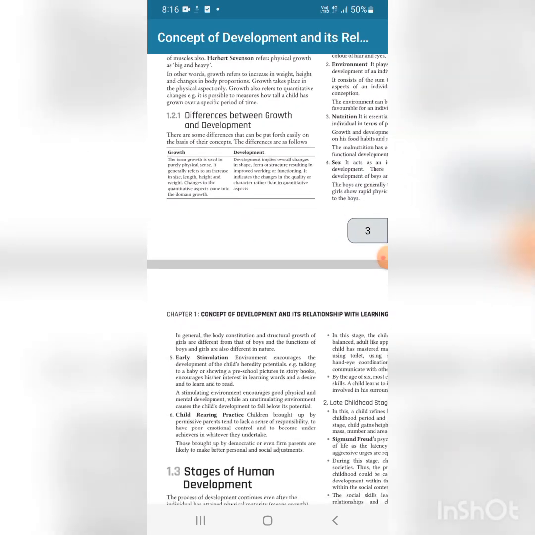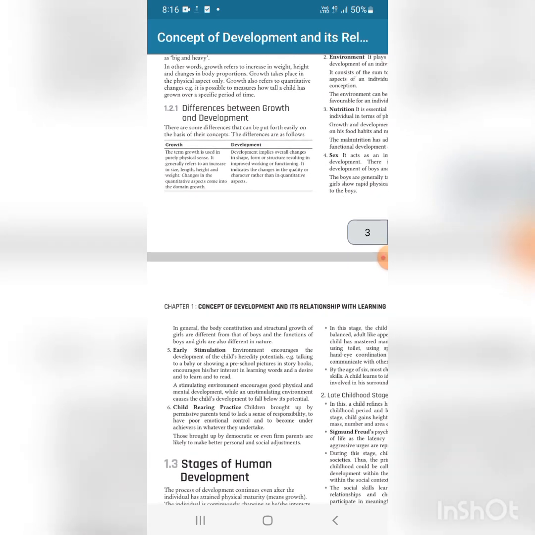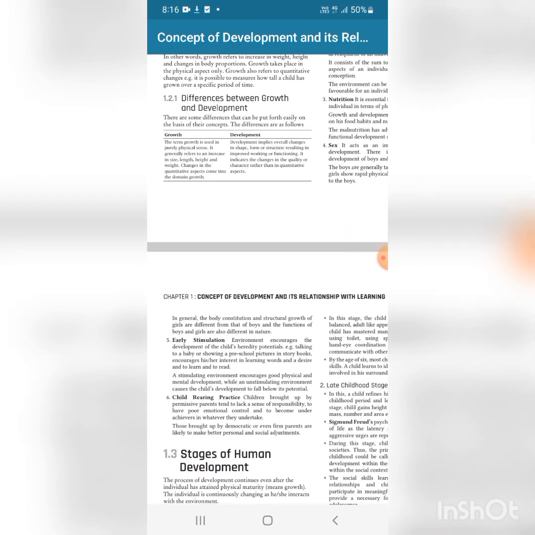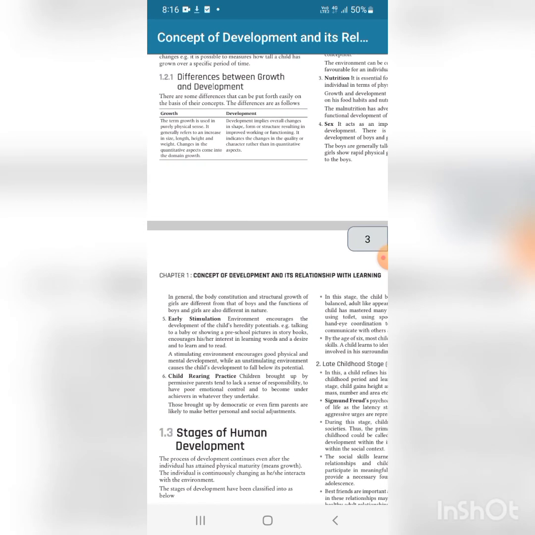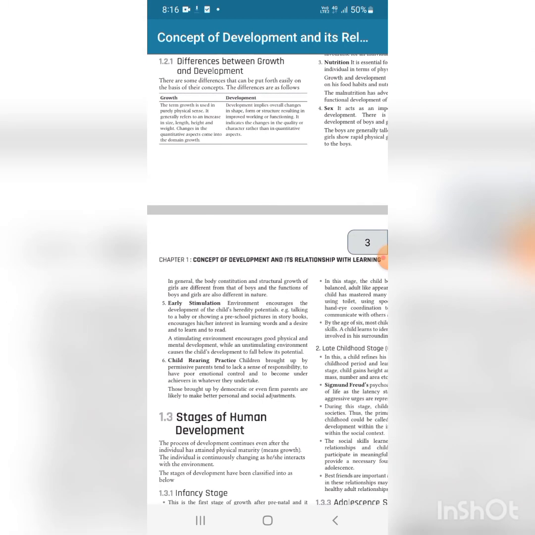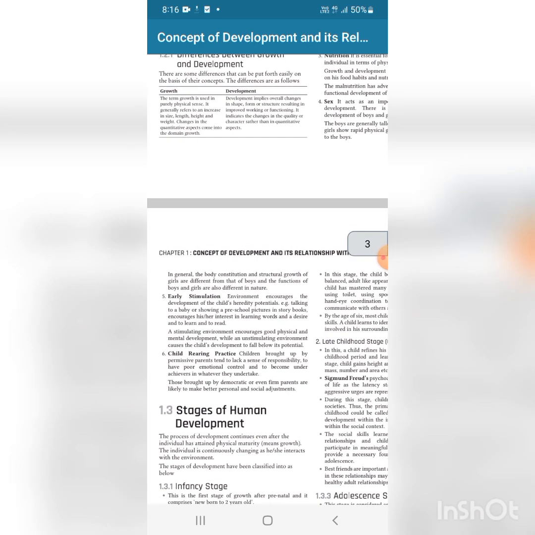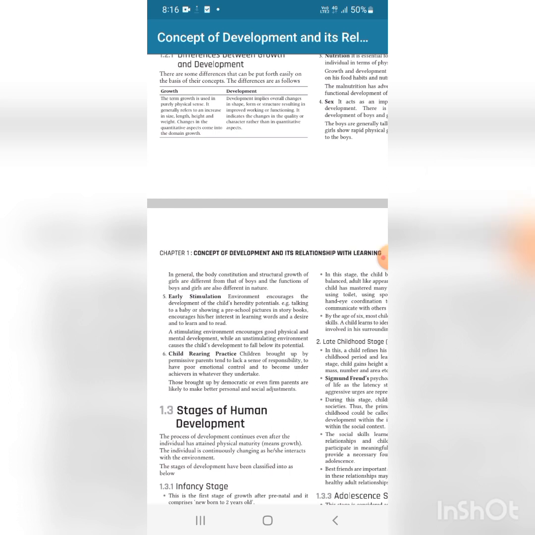In general, the body constitution and structural growth of girls are different from that of boys, and the function of boys and girls are also different in nature. Now, early stimulation. First of all, what does the term stimulation mean? Stimulation means the corresponding change in the environment, and environment encourages the development of child's hereditary potentials.